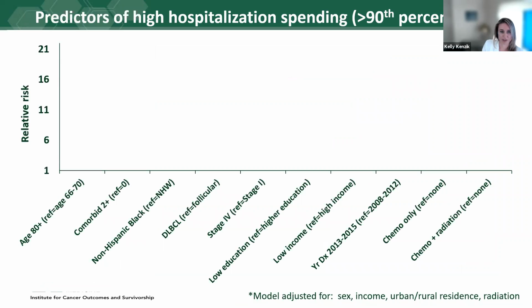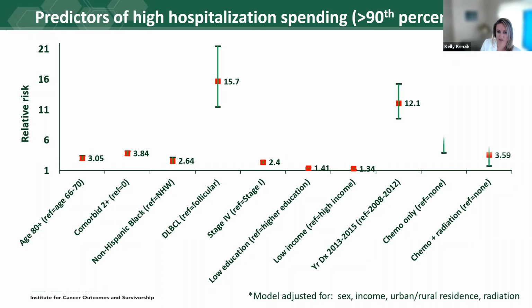When we look at the predictors of the high hospitalization spending, we see that, again, being older contributes, having more comorbidities prior to diagnosis, non-Hispanic Black race, diffuse large B-cell, stage 4 at diagnosis, low education, low income, later years of diagnosis, and then the chemotherapy contributed.